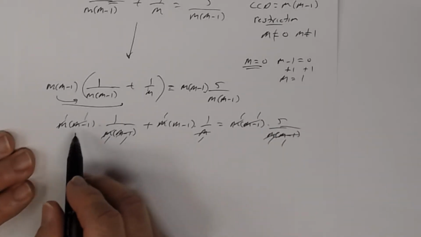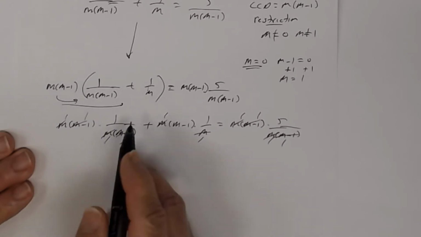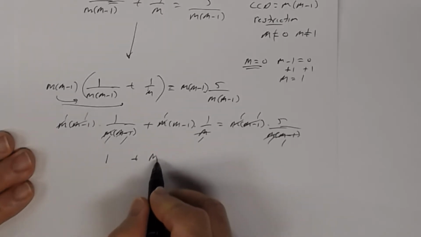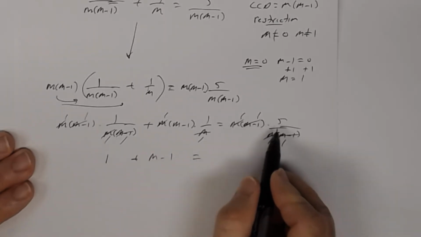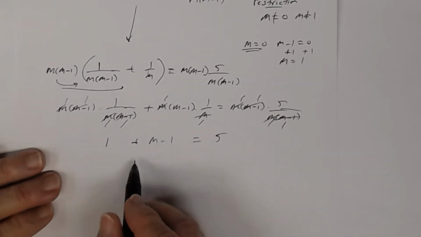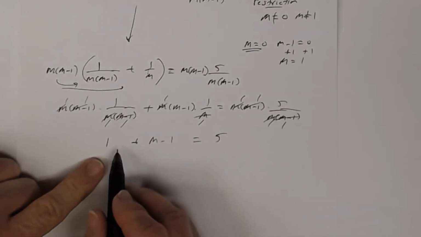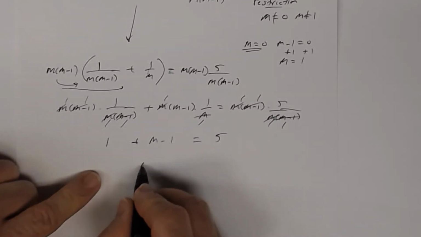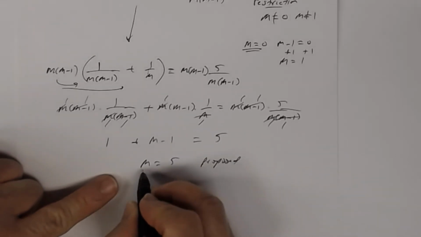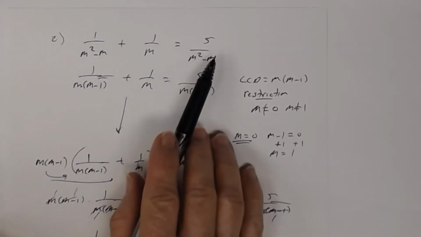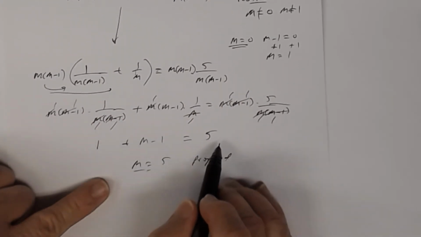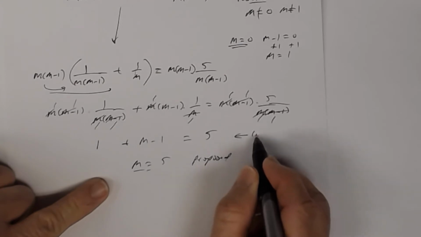And now I'm going to rewrite this. 1 times 1 times 1 is 1, plus 1 times m minus 1 times 1 is m minus 1, equal 1 times 1 times 5 is 5, right? And so combining like terms, I get 1 and a negative 1, 0. So this is just m, and all I get is m equals 5. Now that's a proposed solution, right? So that's my proposed solution. So notice in the process, I went from a rational equation where I had variables in the denominator to a linear equation. See, that's the linear equation right here. That's linear.